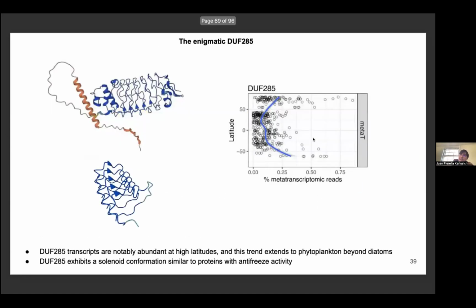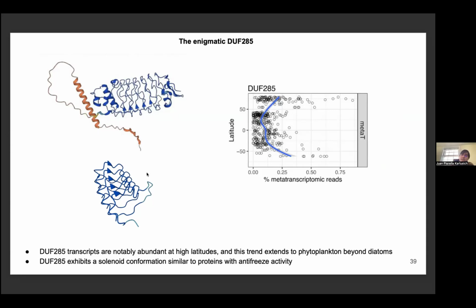And when we analyze the environmental distribution of the expression of this family, they are highly expressed at high latitudes in the Arctic and the Southern Ocean. And nowadays, there are new methods like AlphaFold that can predict with high accuracy the structure of a protein using exclusively the primary sequence of amino acids. So for these subfamilies, these are the predicted shapes for the protein.